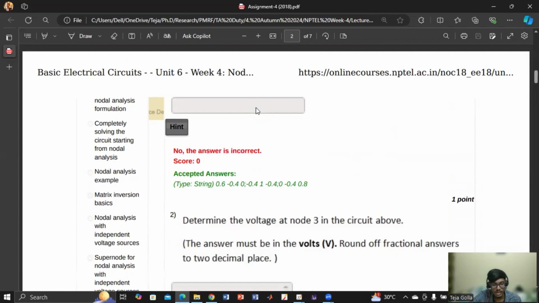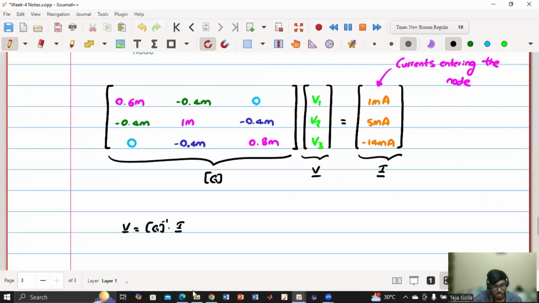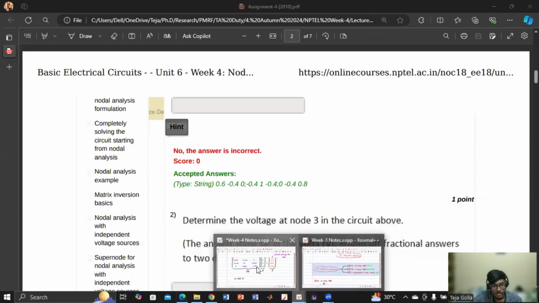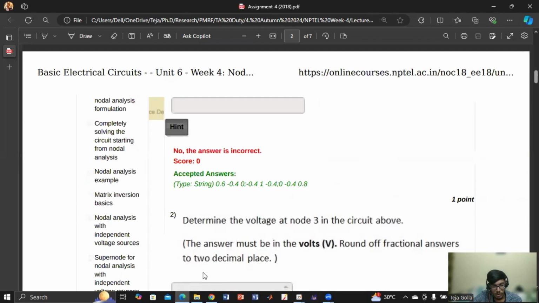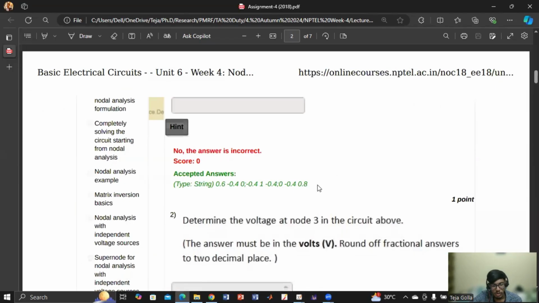And this is the critical mistake that everyone will do. So you have to enter row wise. So the answer is 0.6, minus 0.4, 0; then minus 0.4, 1, minus 0.4; then 0, minus 0.4, 0.8. Sorry, the rows are: 0.6 minus 0.4 0; minus 0.4 1 minus 0.4; 0 minus 0.4 0.8.